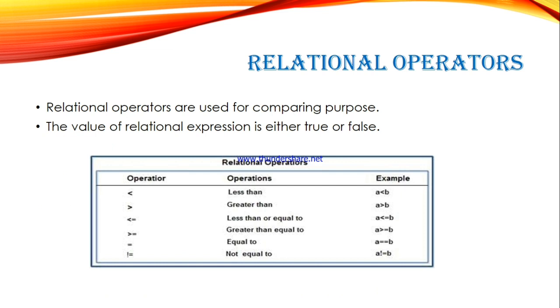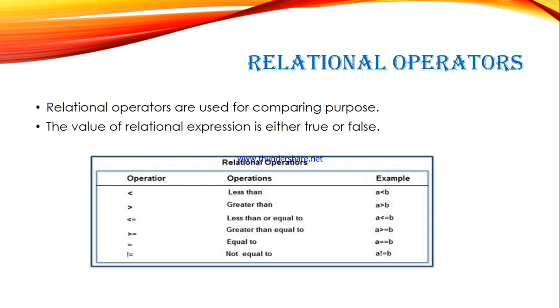Next, we see the relational operators. Relational operators are used for comparing purposes. The value of a relational expression is either true or false. If the value is true, it returns 1. If the value is false, it returns 0. Some of the relational operators are less than, greater than, less than or equal to, greater than or equal to, not equal to.